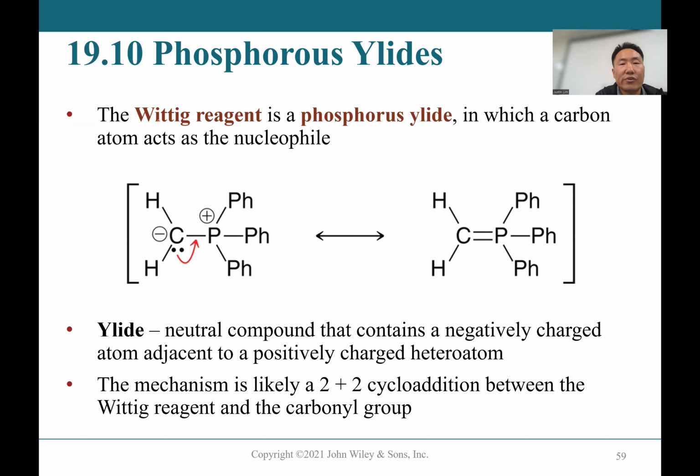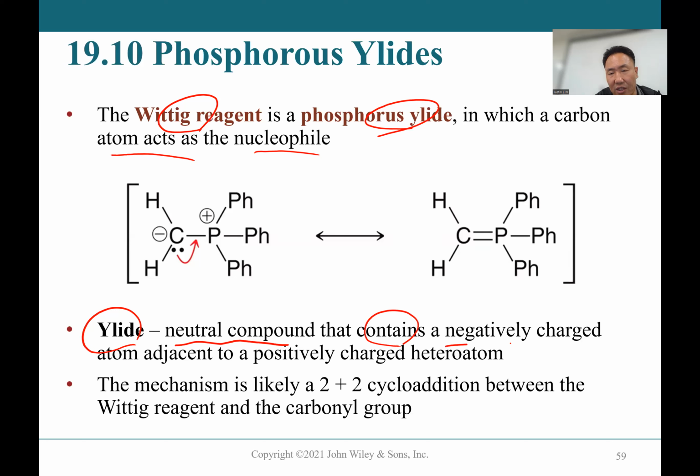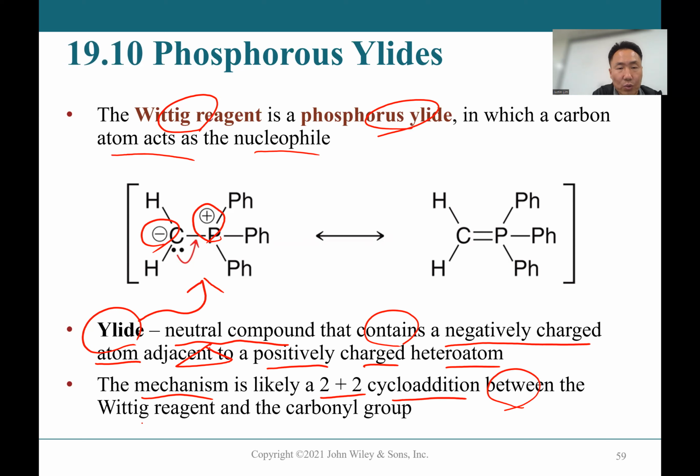Okay, next, the Wittig reagent is a phosphorus ylide. The carbon atom acts as a nucleophile. An ylide is a neutral compound that contains a negatively charged atom adjacent to a positively charged heteroatom. That's an ylide, here a phosphorus ylide. The mechanism is like a 2+2 cycloaddition between the reagent and the carbonyl group.